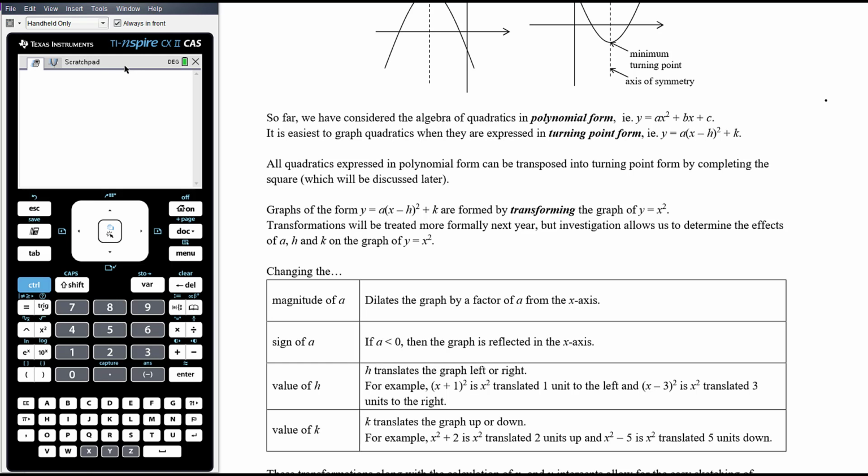Okay, so graphs of the form y equals a times (x minus h) all squared are formed by transforming, or applying transformations to, the graph of y equals x squared. I've summarized those transformations in this table. I'm just going to pause the video for a minute and change over to a graphing program where we can just explore those a little before we move on.